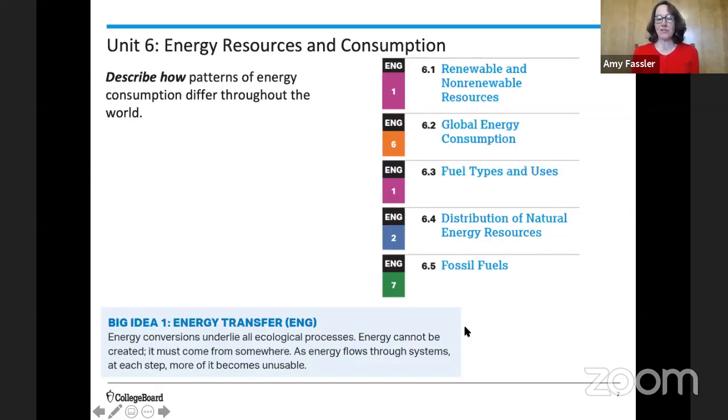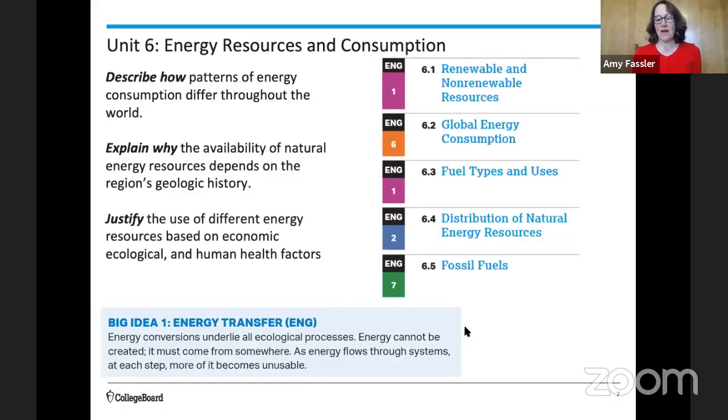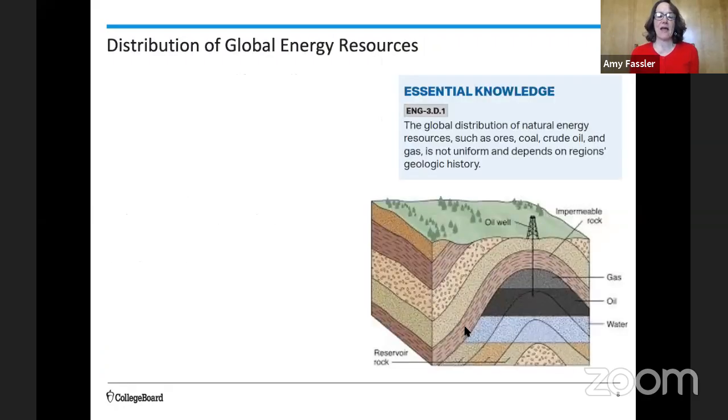There are 3 big objectives I have for today then. Describe how patterns of energy consumption differ throughout the world. Explain why the availability of natural energy resources depends on a region's geologic history, and justify the use of different energy resources based on economic, ecological, and human health factors.